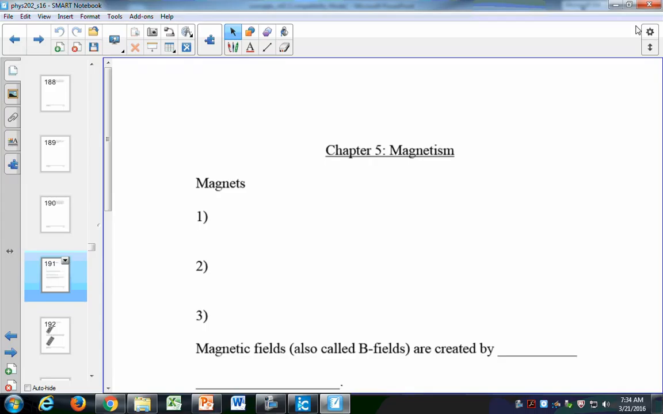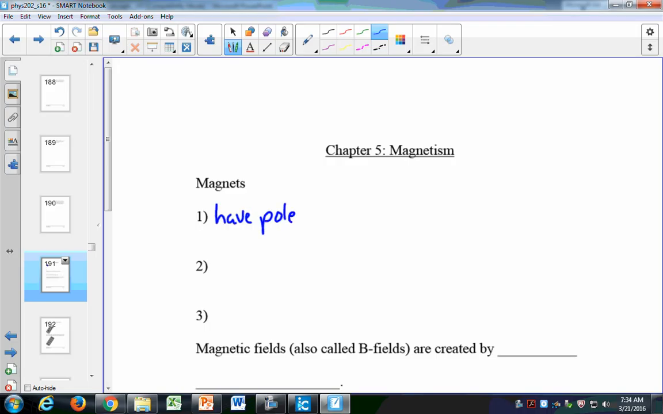And let's continue on with chapter 5. So the first part of this chapter is pretty basic about magnets and what magnets are and how they work. Just a few basic things about magnets. They have poles. And we call these north and south poles.